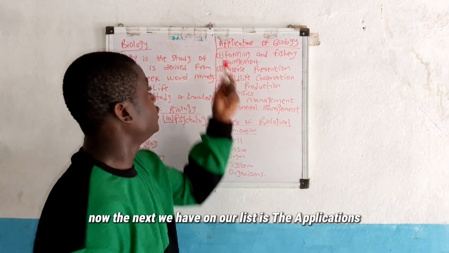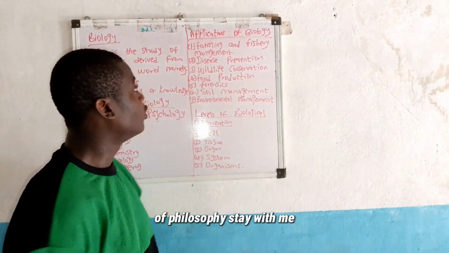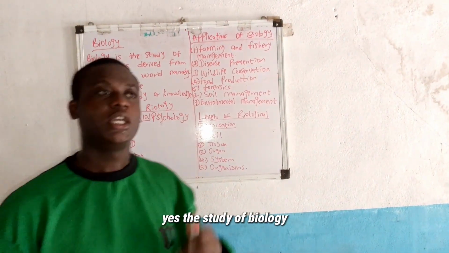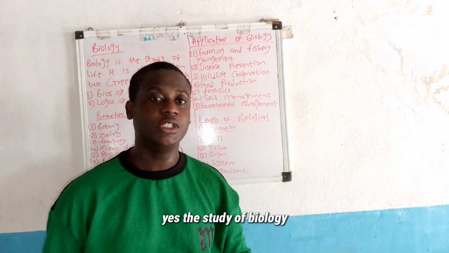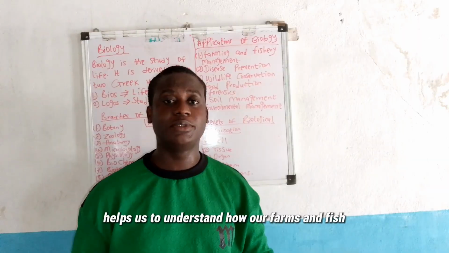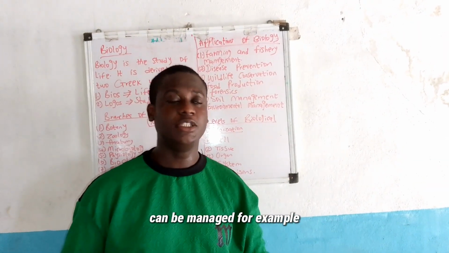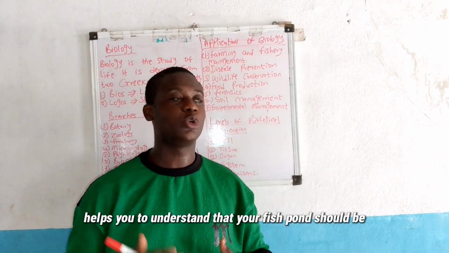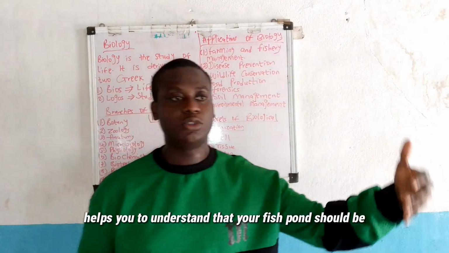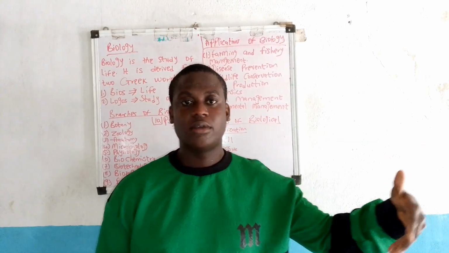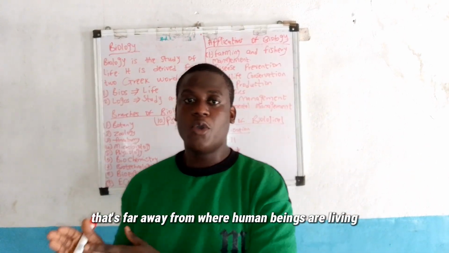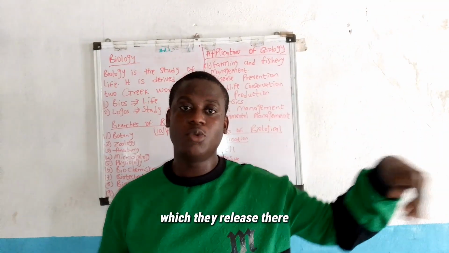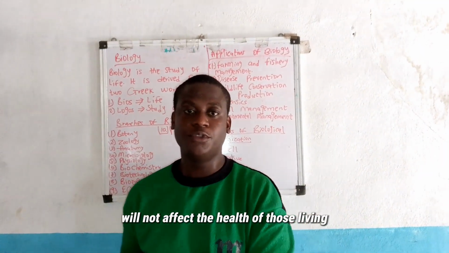Now, the next we have on our list is the applications of biology. Stay with me. 1. Farming and fishery management. Yes, the study of biology helps us to understand how our farms and fish can be managed. For example, for those that have a fish pond, the study of biology helps you to understand that your fish pond should be a distance far away from where human beings are living, so that the gases and the pollutions which they release there will not affect the health of those living.